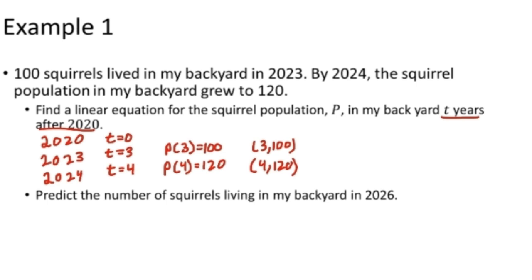Well, if we think back to problems we were doing last section, when we're given 2 points that a linear equation must pass through, I would first find the slope and then use my point-slope form. So for my slope, I'll have 120 minus 100 all over 4 minus 3. And we get that our slope is 20.